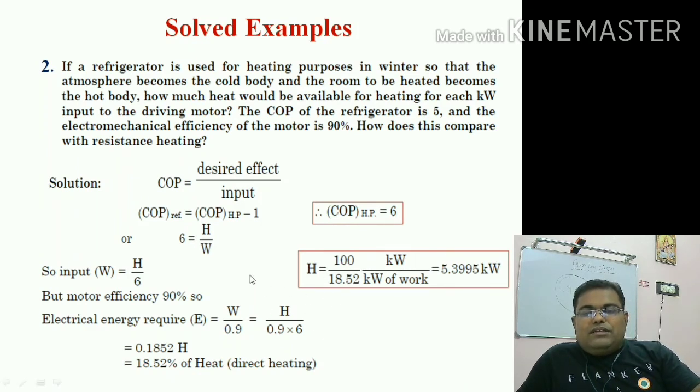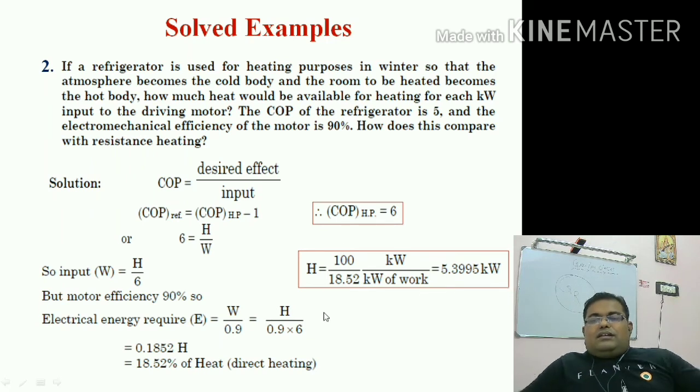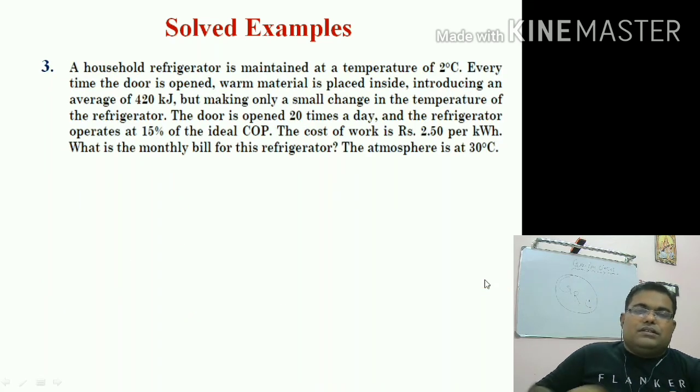This H can be calculated because we know this electrical energy, which is nothing but W divided by 0.9, and W is 1 basically. So 1 kilowatt. So we can substitute the value and we can get the H. H will be calculated from here. So H is nothing but 100 divided by 18.52, right? Why is this 100 coming? Because this is in percentage, so you need to divide by 100. So this 100 will go this side because the work is only 1 kilowatt, right? So 1 into 100, that will become 100, divided by 18.52. So this is kilowatt. So we can get directly the heating as 5.3995 kilowatt.